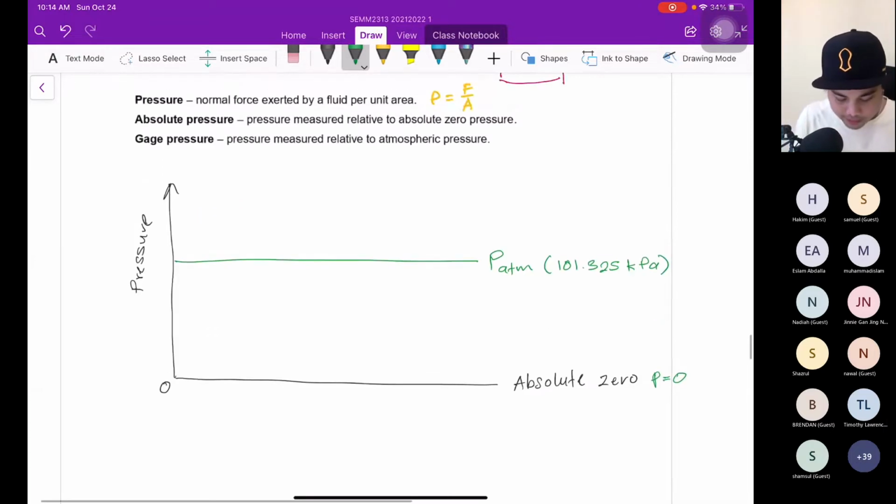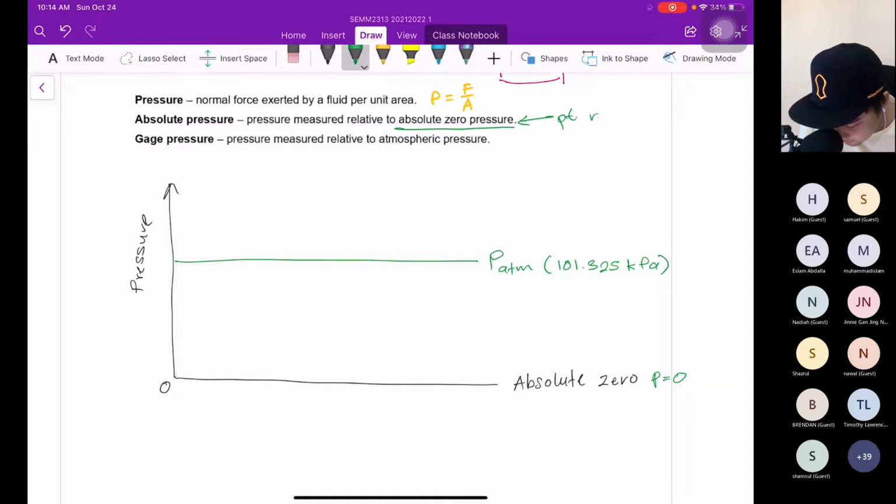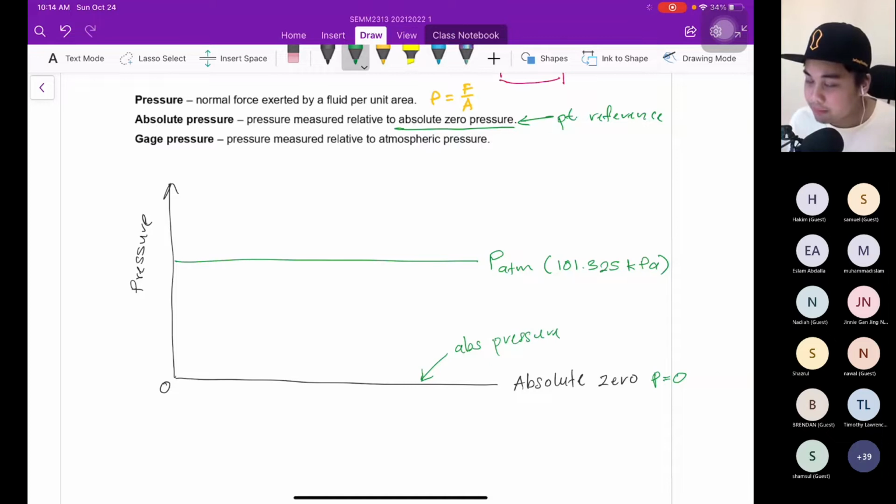So what is meant by absolute pressure is a pressure measured relative to the absolute zero. That means the point of reference here is absolute zero. This is the point of reference. Anything referring to this one, we call absolute pressure, because the reference point refers to the absolute zero.